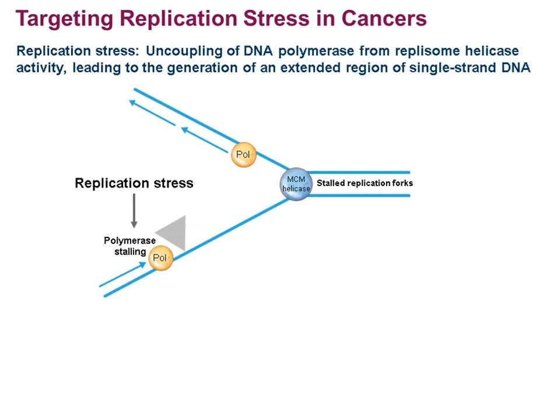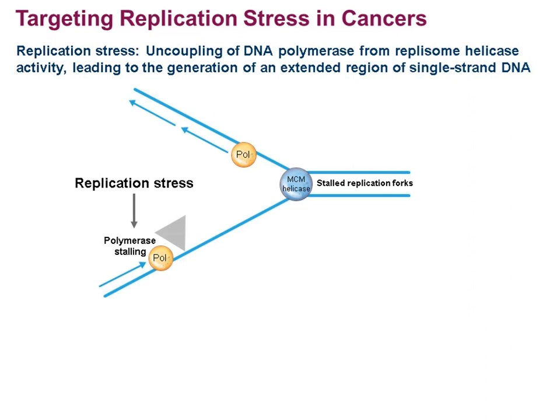So what I'm going to do in the last few minutes is really talk about another aspect of DDR targeting, which is based on this idea that replication stress levels are much higher in cancers compared to normal tissue. And replication stress can be defined in a number of ways, but perhaps one of the more useful ways of describing it is an uncoupling of the DNA polymerase activity from the replisome helicase activity.